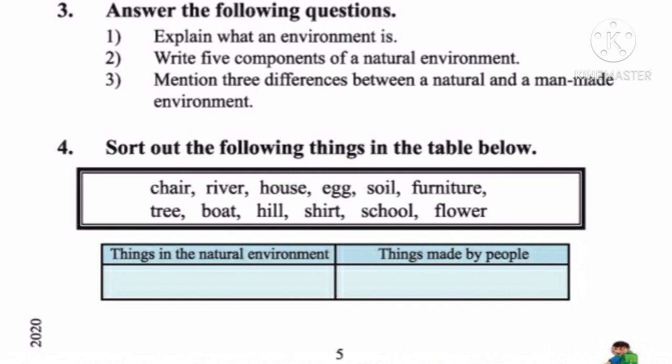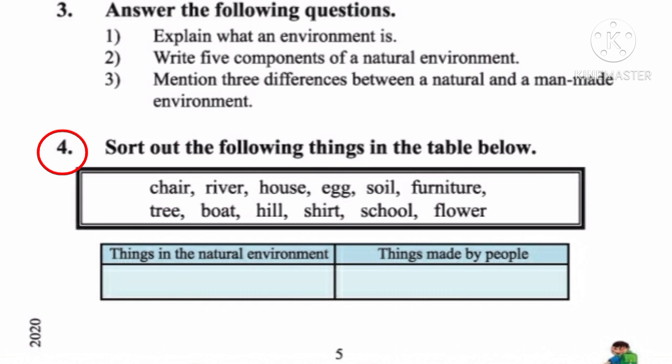Now, number 4. Sort out the following things in the table below. You can see here the names of some things, and you need to divide these things into 2 types. And you can see here a table with 2 columns. In the first column, things in the natural environment, and in the second column, things made by people. So, let's start to divide.